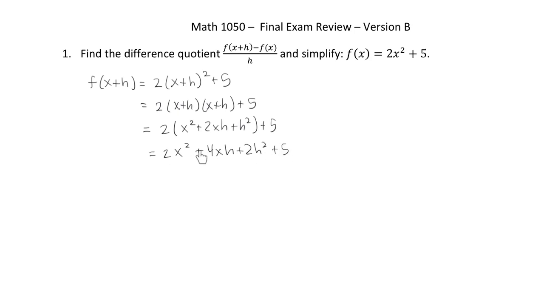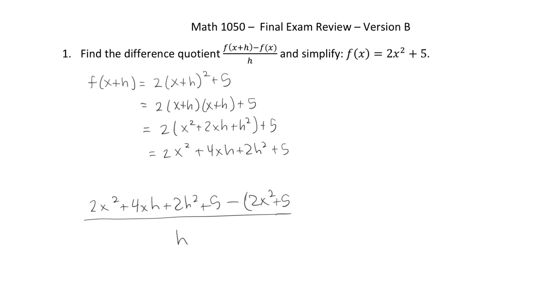Now this whole combination of terms replaces f of x plus h in the difference quotient. Then we subtract the original function f of x and divide it by h. So negative 2x squared, positive 2x squared, and this becomes a negative 5 when you distribute the minus sign. So that negative 5 cancels with positive 5. The terms that are left over in the numerator are 4xh plus 2h squared.